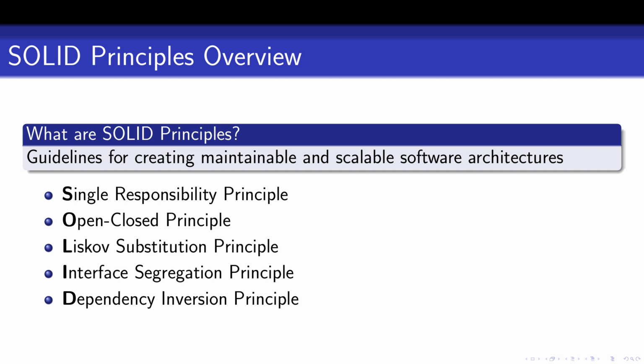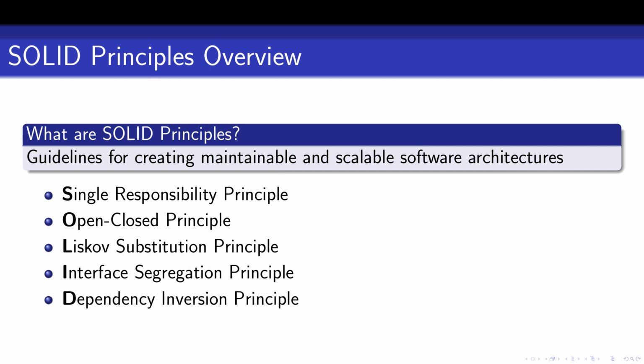SOLID principles serve as fundamental guidelines for creating maintainable software architectures. Each principle addresses a specific aspect of code organization. The single responsibility principle ensures each component has exactly one purpose. The open-closed principle allows systems to be extended without modifying existing code. The Liskov substitution principle guarantees that objects can be replaced by their subtypes without breaking the program.